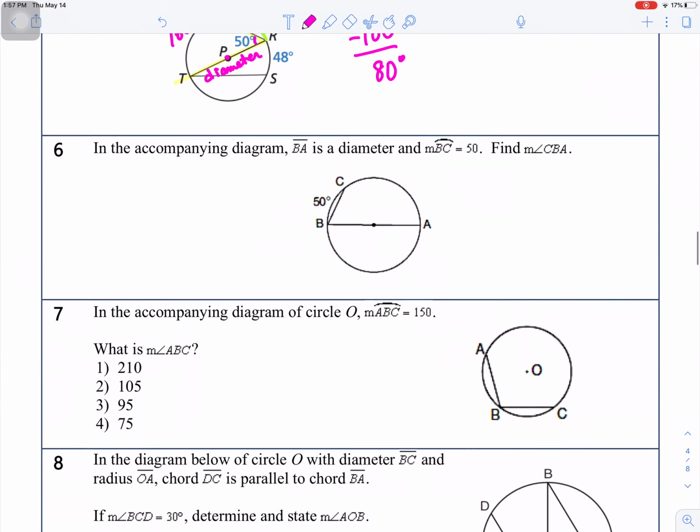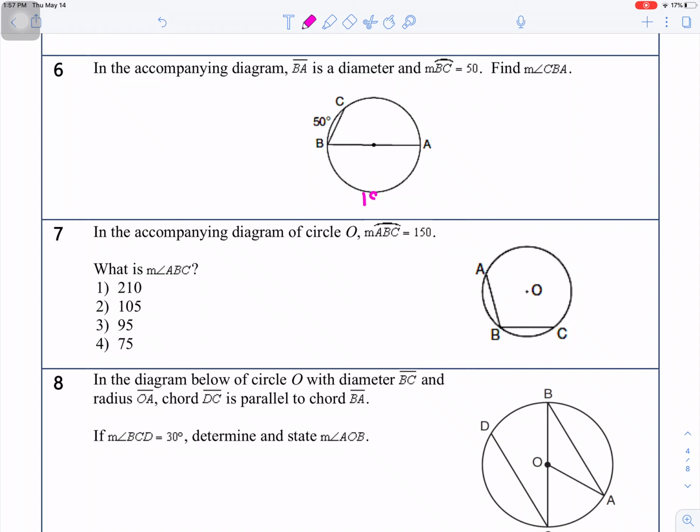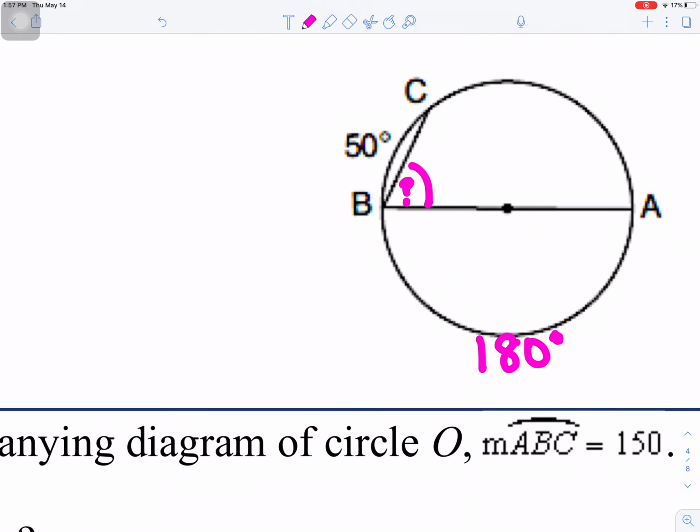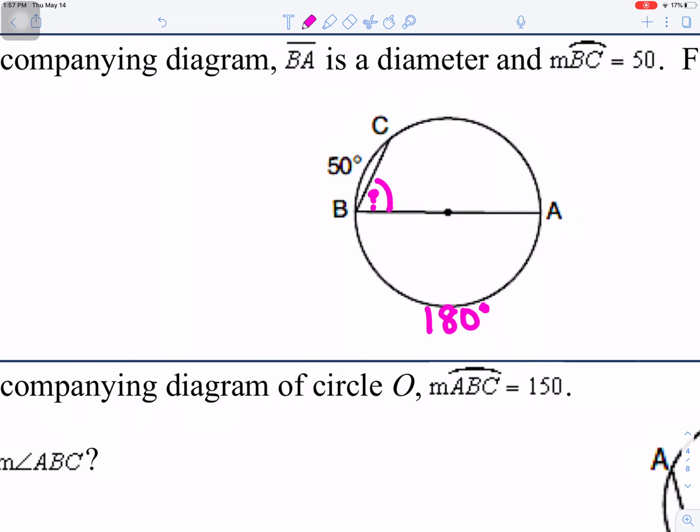In the accompanying diagram, BA is a diameter. Okay, so we got a 180 here and a 180 on the other side. Measure of arc BC is 50. They want us to find this angle. That's a question mark. It doesn't look like a question mark. Sorry. Okay, so what could I find out? I could find out this arc. 180 minus 50 is 130. And then the inscribed angle is half of the intercepted arc. So 130 divided by 2 is 65.